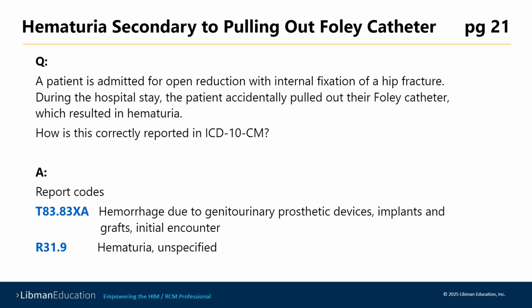In this scenario, the patient's hematuria was caused by the accidental removal of a Foley catheter, not by the surgery. The correct approach is to code this as a complication of the Foley catheter using T83.83XA and code the symptom of hematuria. You would not use a post-procedural complication code because the bleeding was not a direct result of a surgical procedure.